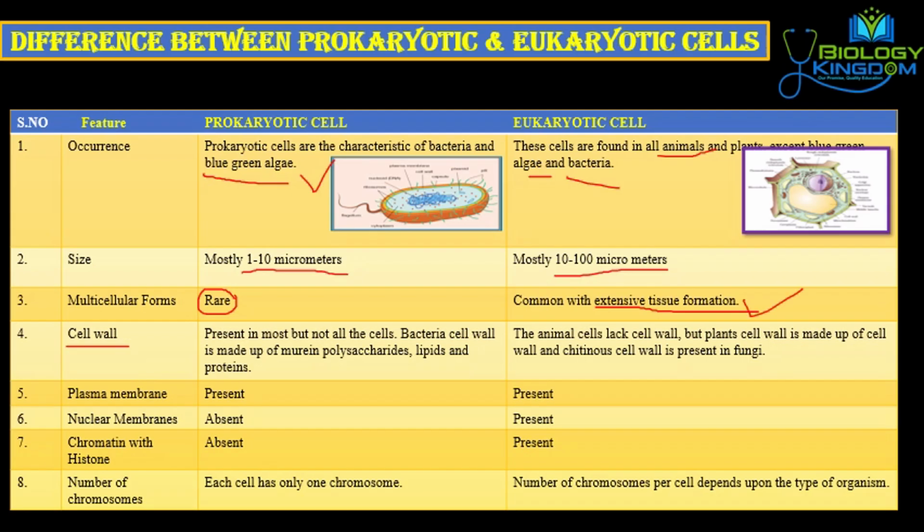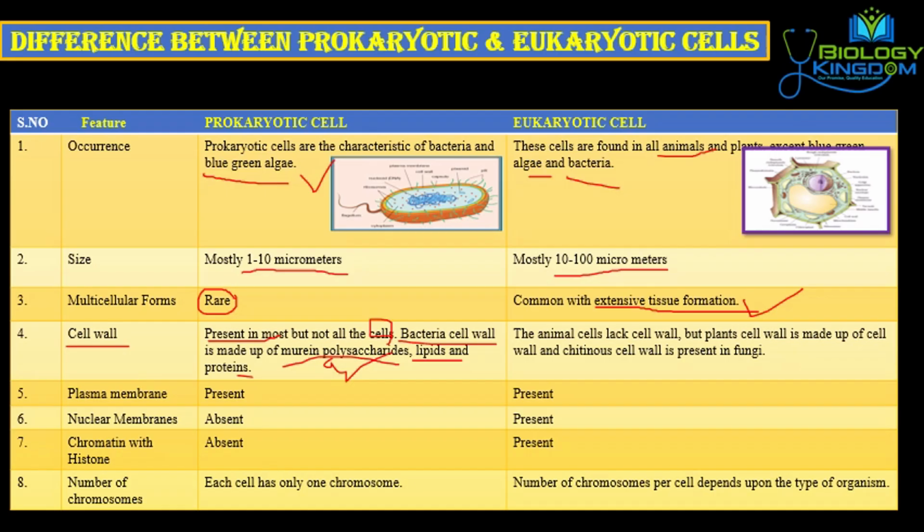Coming to cell wall formation, in prokaryotic cells it is present in most of the cells. For example, if we consider cyanobacteria, the bacterial cell wall is made up of murein, polysaccharides, lipids and proteins. Apart from its presence as a cell wall, it is present in the form of either protein molecules, lipid molecules or starch molecules. That is the characteristic of the cell wall pertaining to the prokaryotic cell.